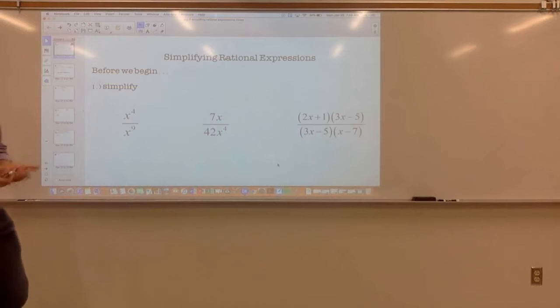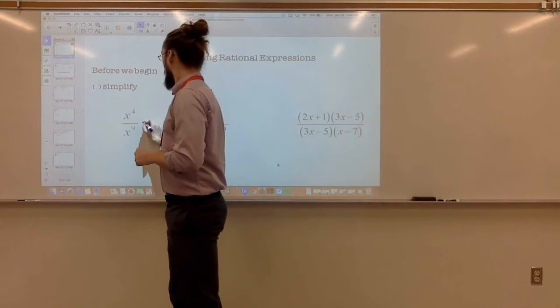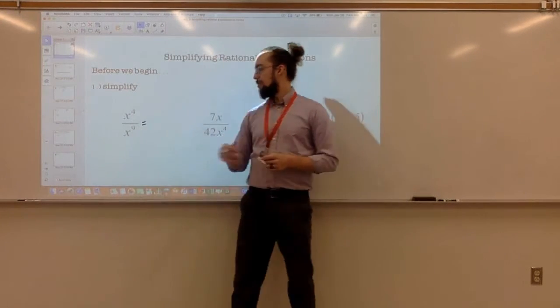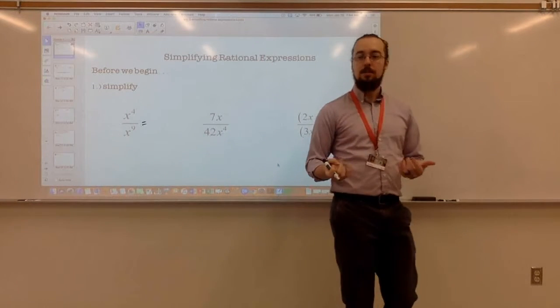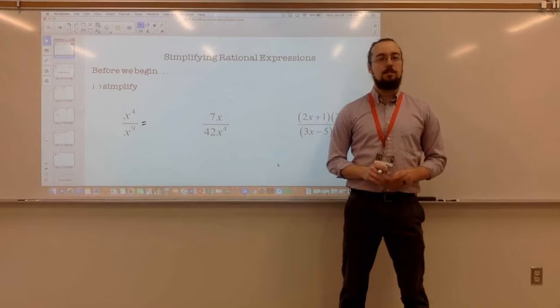cancel out factors. So something like this: if I've got x to the fourth over x to the ninth, how would I simplify that? If I've got the same variable being divided, exactly, subtract the exponents. So what would my answer be then? If I'm taking 4 minus 9, how could I simplify this as a fraction?